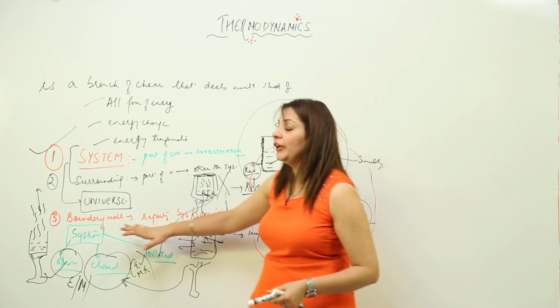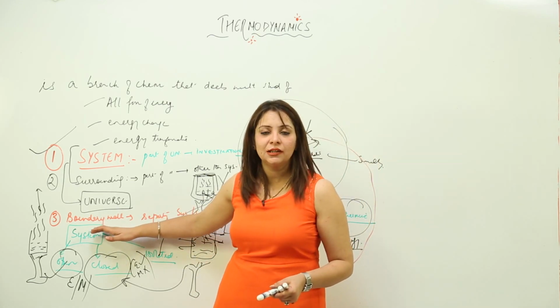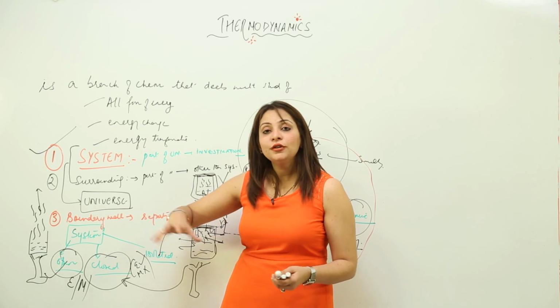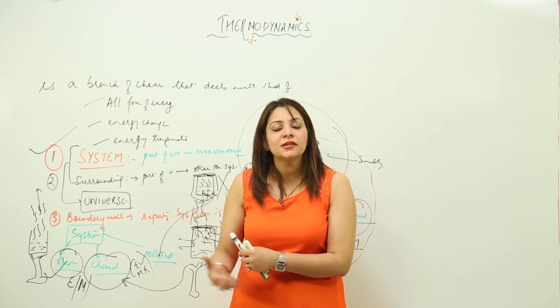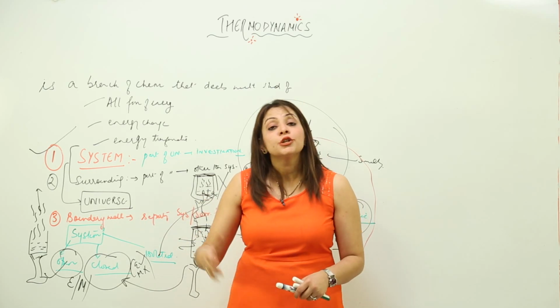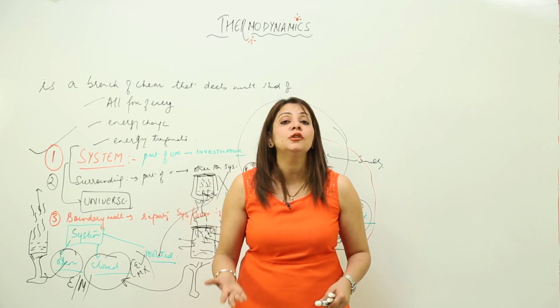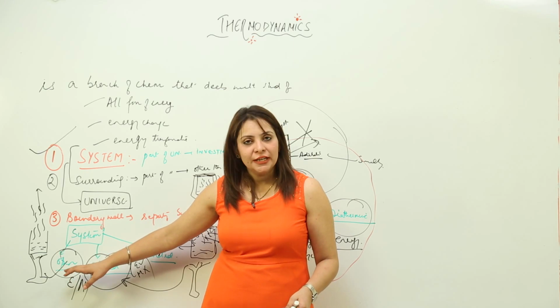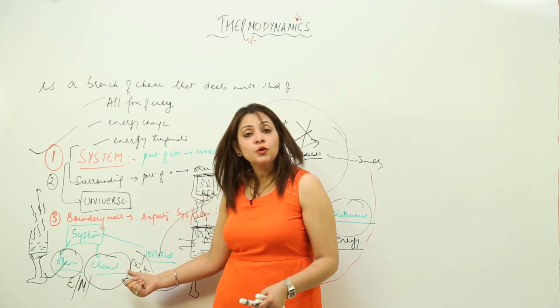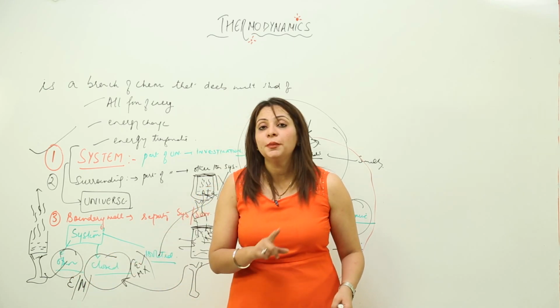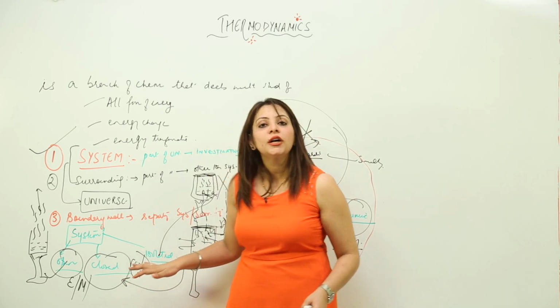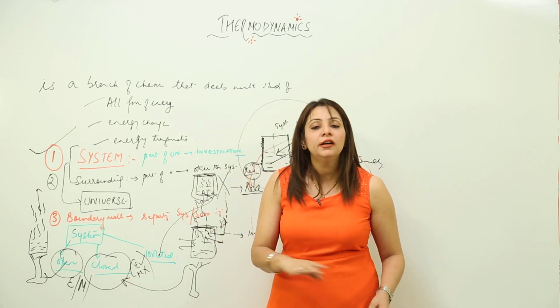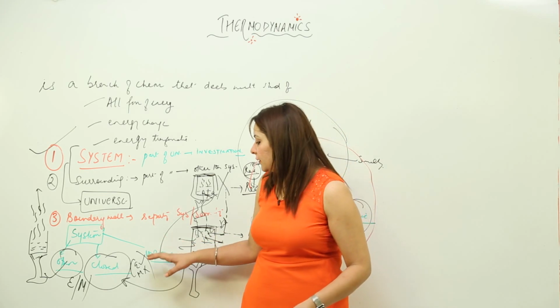These are the three types of system. We are going to use them in the chapter, because I am going to tell you that this phenomenon occurs in an open system, and this one occurs in a closed system. So you should be well versed in what an open or a closed system actually is. An open system can exchange energy as well as matter. A closed one can exchange energy but not matter, and an isolated one can exchange neither matter nor energy.